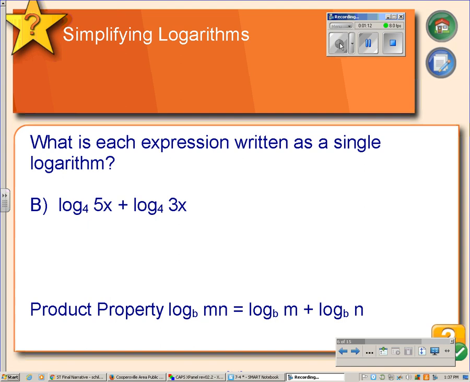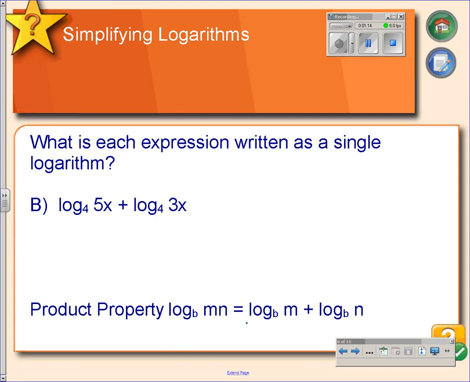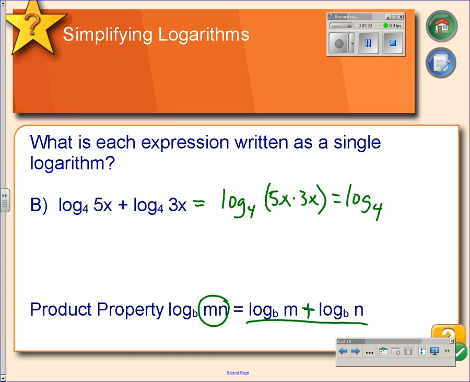Okay, here's another example. This one is showing the product property because we have 2 logs being added together. So we're going to condense this down to one single logarithm where we multiply our 2 values together. So we're going to have 5x times 3x, which would equal 15x squared.